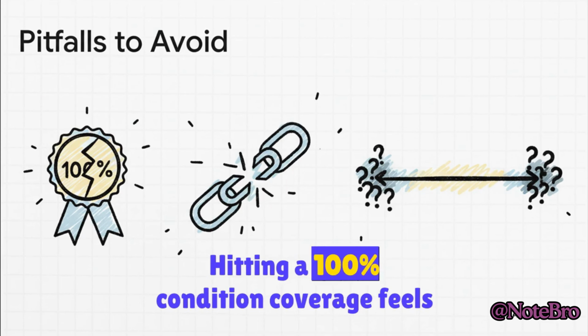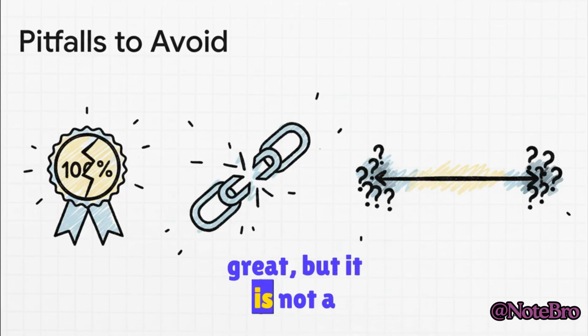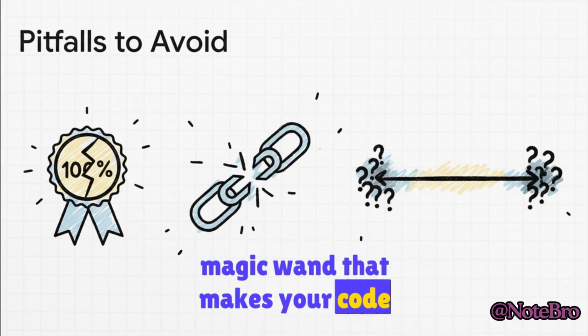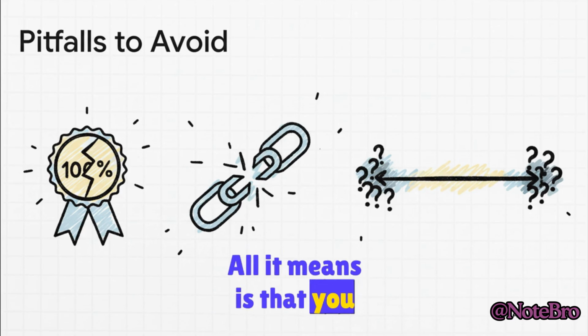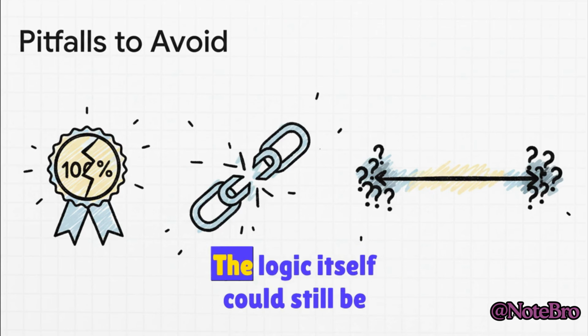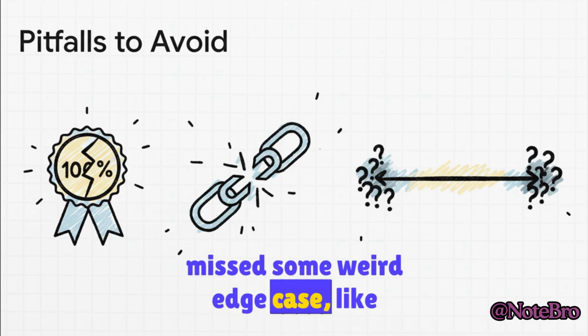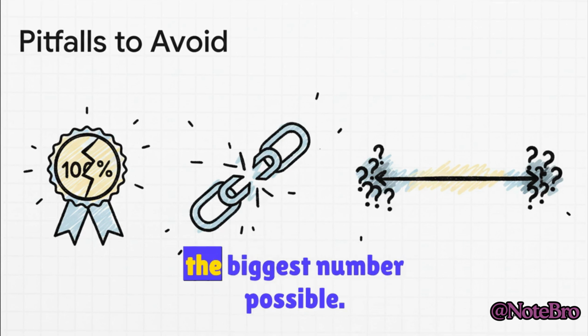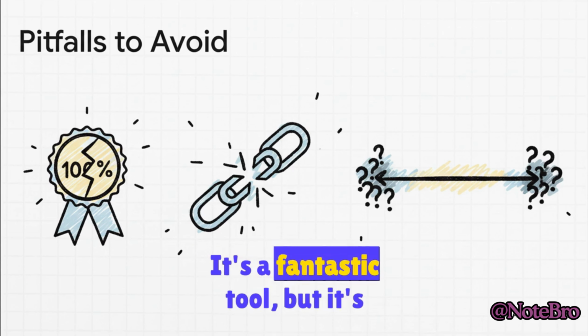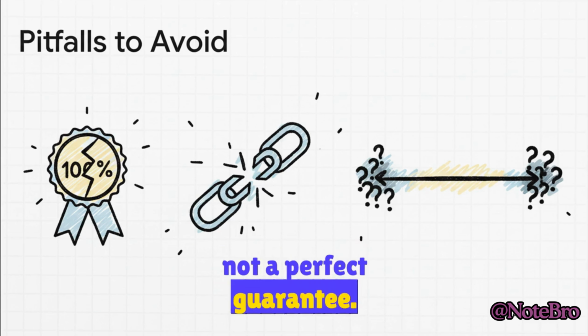It's also super important to keep it real. Hitting 100% condition coverage feels great, but it is not a magic wand that makes your code bug-free. All it means is that you tested the conditions you wrote down. The logic itself could still be wrong, or you might have totally missed some weird edge case, like what happens if a user enters the biggest number possible. It's a fantastic tool, but it's not a perfect guarantee.